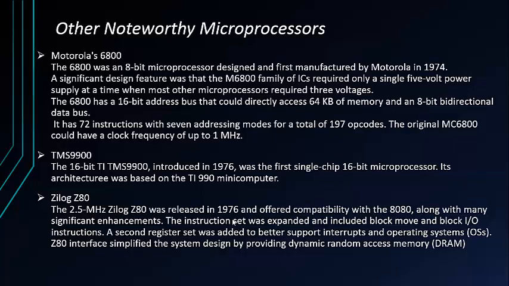Other well-known 8-bit microprocessors that emerged during these years were the Motorola 6800 in 1974, General Instrument PIC 16X in 1975, MOS Technologies 6502 in 1975, Zilog Z80 in 1976, and Motorola 6809 in 1978.